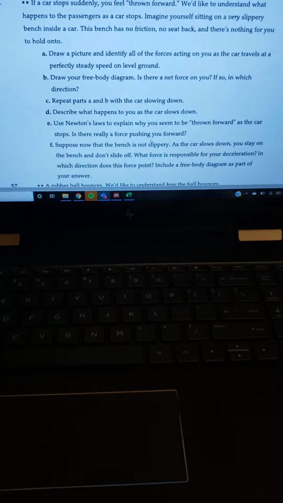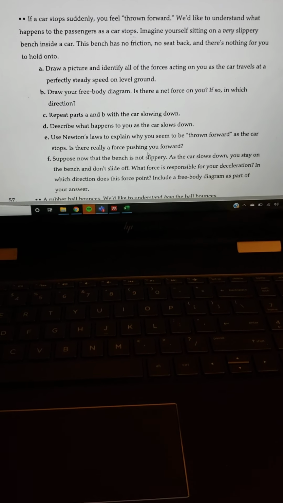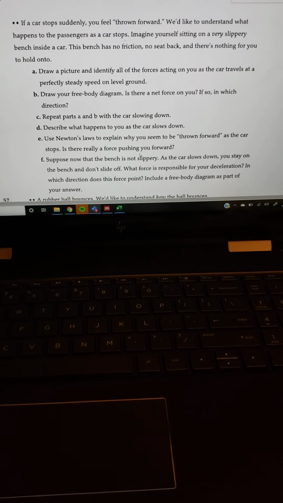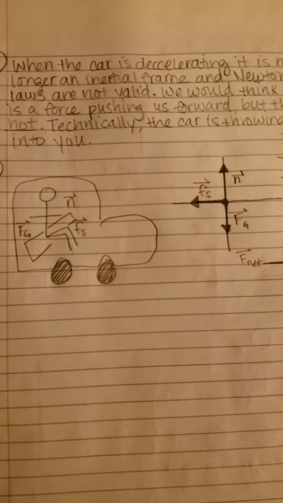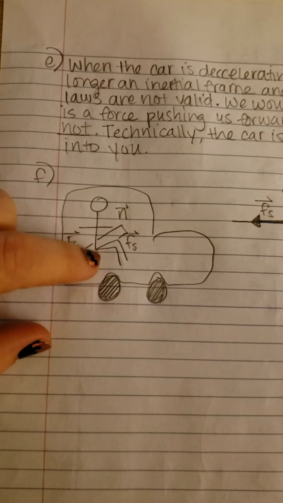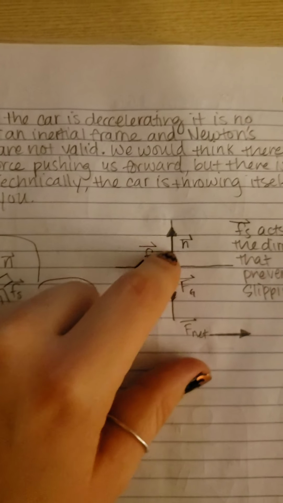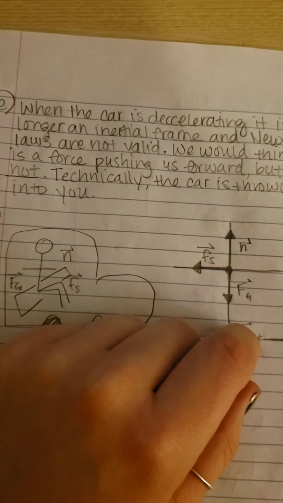So finally, for part F, it wants us to suppose that the bench is not slippery. As the car slows down, you stay on the bench and don't slide off. So what force is responsible for your deceleration, and in what direction does this force point? Include a free body diagram. So now that the bench is not slippery, it has a static force, which is going to be pushing parallel to us, opposite in the direction of acceleration.